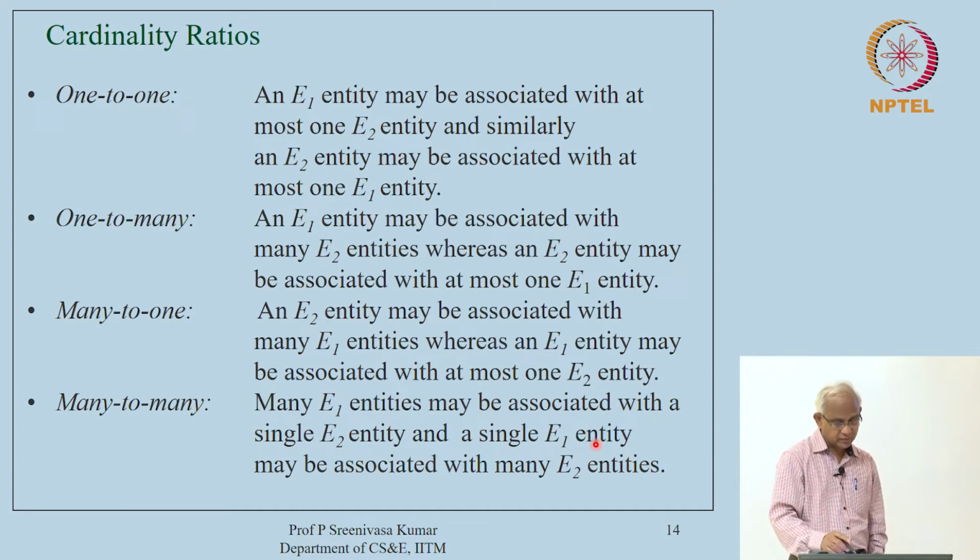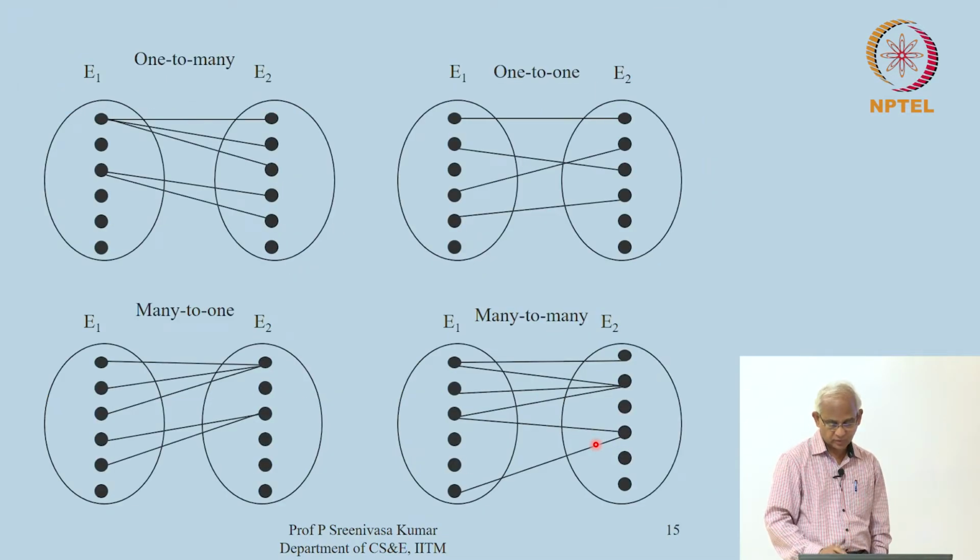Before that, I have a picture which gives you clarity about this. This is 1 to 1 here. Remember that it is maximum, so some of the entities might not be associated with any entities on the other side, but because it is 1 to 1, if at all it is associated, it is a maximum of 1.